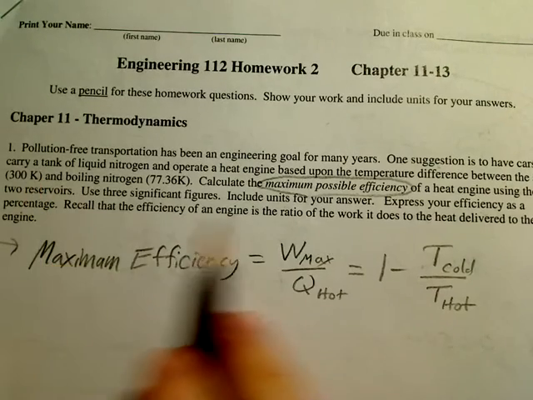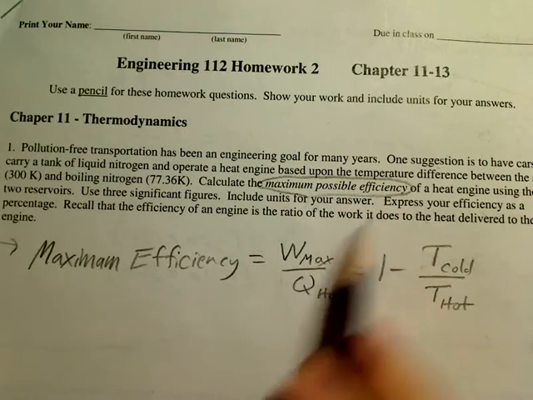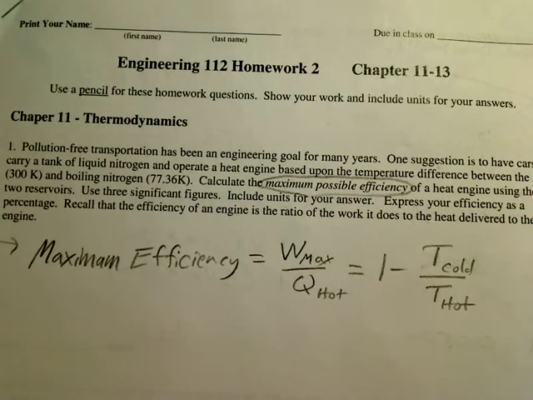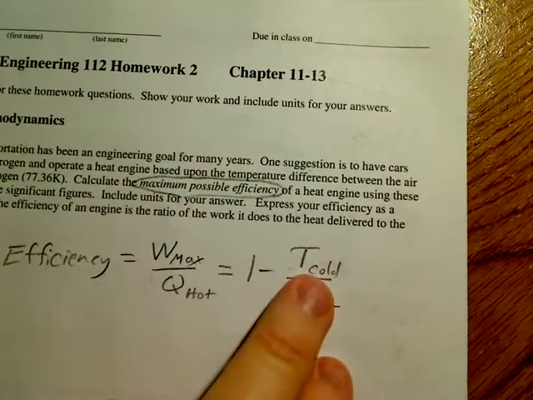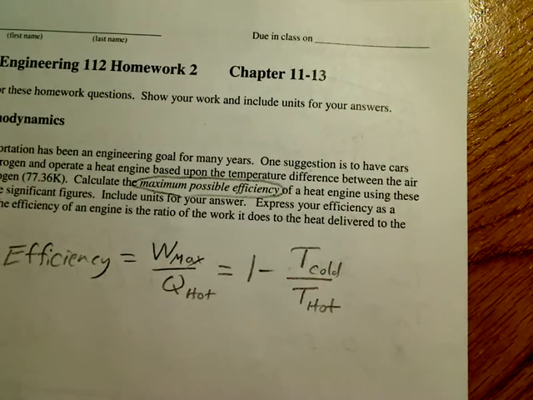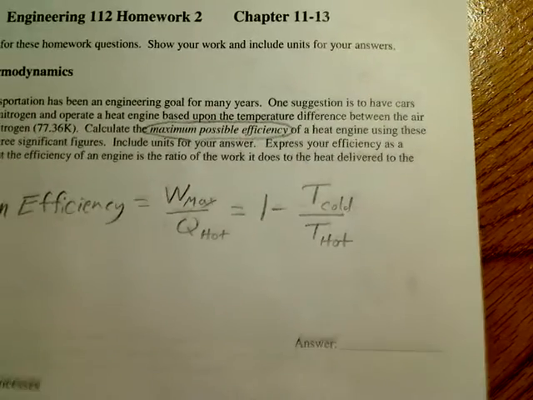For problem number 1, it's looking for the maximum efficiency of an engine, and that is the result of the Carnot cycle, which is 1 minus the temperature of the cold side of an engine divided by the hot side of a heat engine.